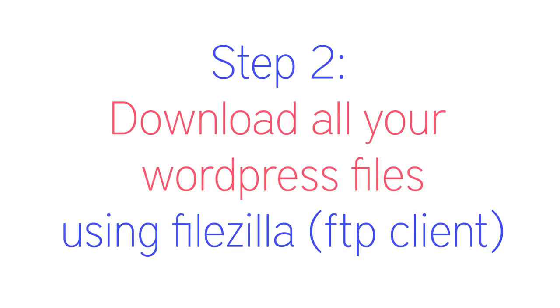So now that we have the database backed up from the live website, the second step in the process is to download all your WordPress files and folders from your live website to the local server. And I'm going to do that using an FTP client called FileZilla. You can use any other FTP client if you have your own preference, but for this video, I'm going to use FileZilla as my FTP client.